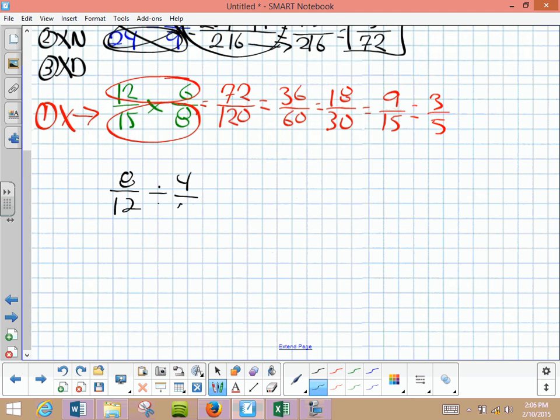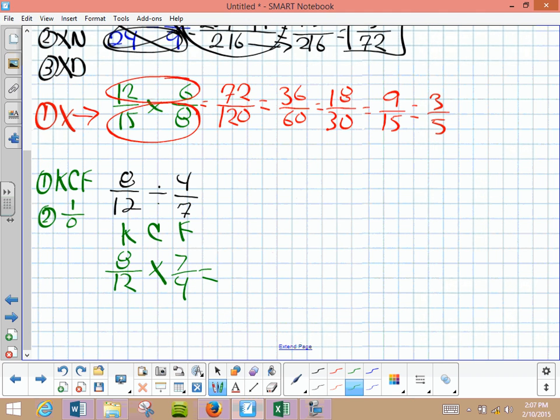4 over 7. And this one has two ways that you can do it. The first one is KCF, and the second one is inside over outside, right? So let's do keep change flip first. KCF, that means you keep the first fraction, which is 8 over 12. You change the next sign to a multiplication, and you flip this one to 7 over 4.